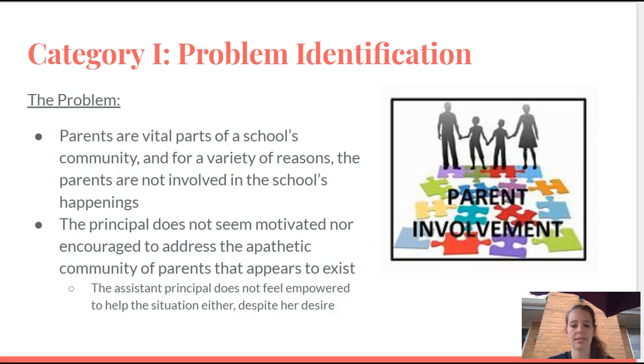So the problem, as I identified it, is knowing that parents are a vital part of the school's community, and for a variety of reasons, the parents at this school are not involved in the school's happenings. The principal doesn't seem motivated or encouraged to increase the parent involvement or address that apathetic community that appears to exist. And so the assistant principal, Mrs. Rose, does not feel empowered to help the situation much, because although she wants to, the principal is not either willing or as helpful as she needs him to be to address the concern.